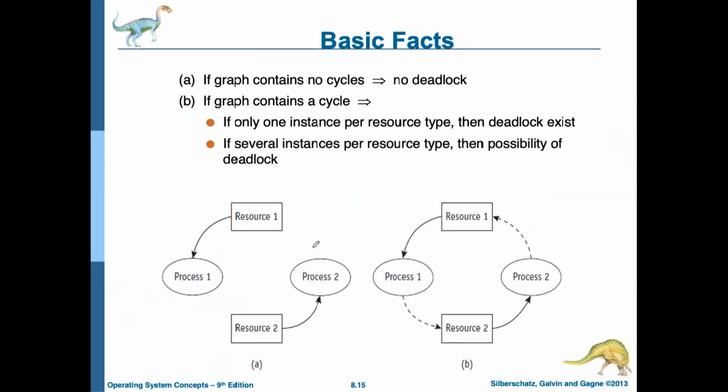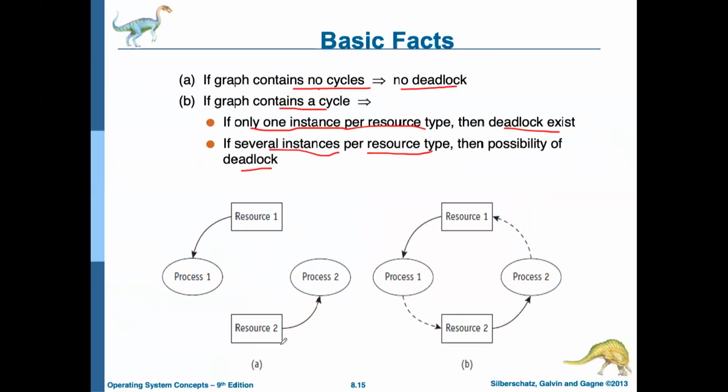Basic facts. If a graph contains no cycles, it means no deadlock, of course. If a graph contains a cycle and there is only one instance per resource type, then deadlock exists. If there are several instances per resource type, then there is a possibility of deadlock.